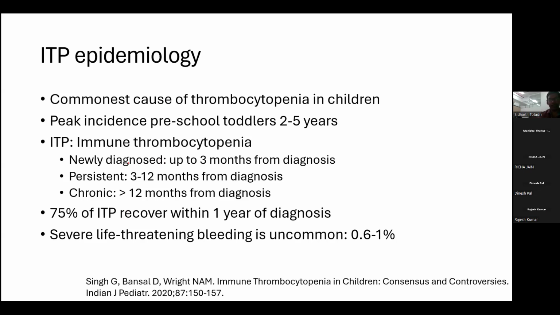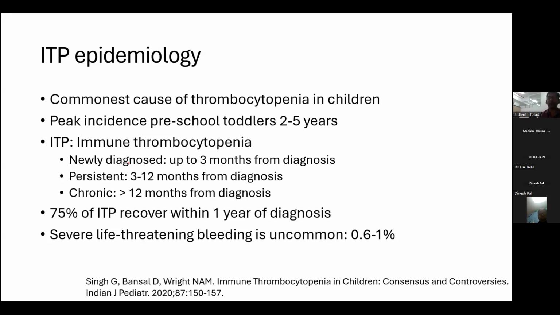And the peak incidence, like I told before, is in preschool toddlers, 2 to 5 years of age. And we say it is newly diagnosed immune thrombocytopenia up to 3 months from the diagnosis, persistent if it is beyond 3 months up to 12 months from diagnosis, and chronic if we are going beyond a year from the diagnosis.